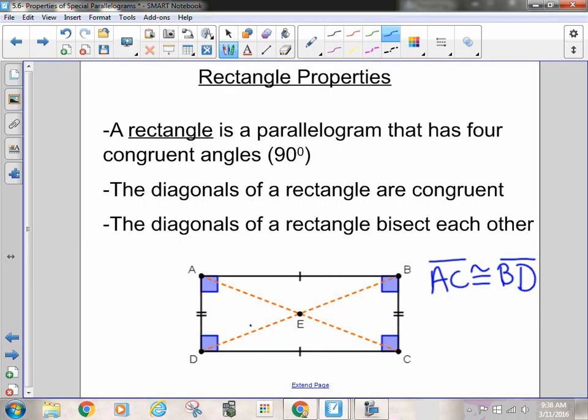And now the diagonals of a rectangle bisect each other. So that means it's going to split this into two equal parts and this into two equal parts. But remember, if the diagonals are congruent to each other and it breaks it into congruent parts, it means all four of these sides are going to be congruent to each other. So our diagonals are going to bisect my rectangle into four isosceles triangles. So that's pretty cool. It does not follow the rhombus property. So just keep in mind, those properties for a rhombus are for a rhombus and not for a rectangle.